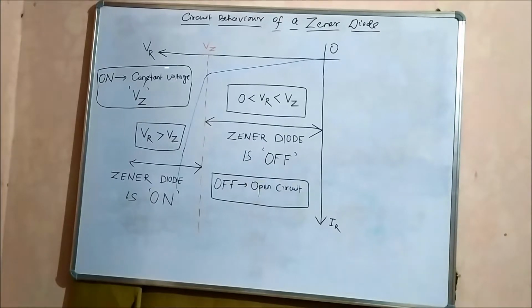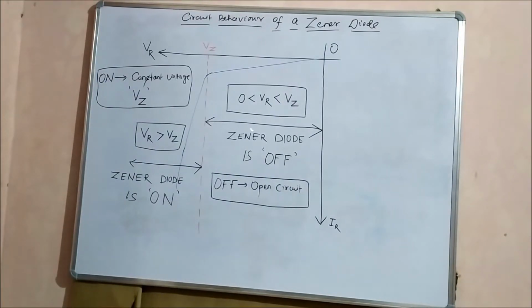It is one of the most important properties of a Zener diode, and this property is utilized in the designing of voltage regulator circuits. Wherever we require a constant voltage supply, we use a Zener diode so that it achieves breakdown and gives us a constant voltage, which is defined by the Zener breakdown voltage.